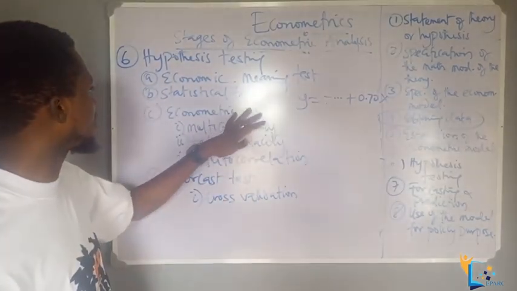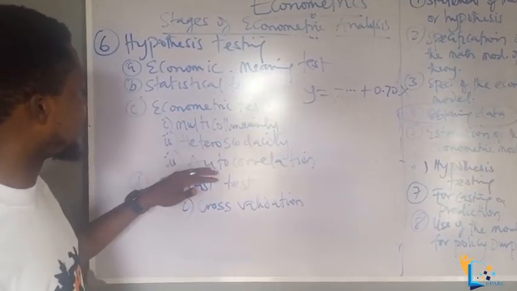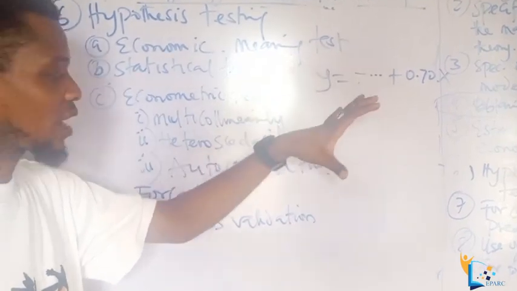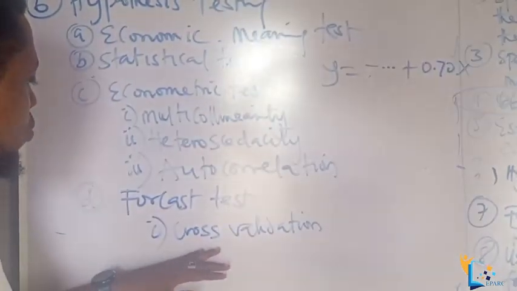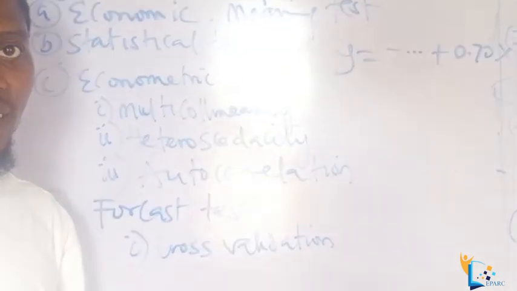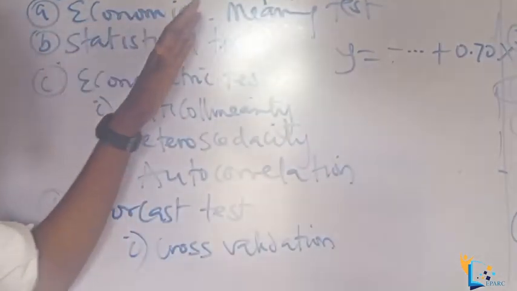Then under the econometric test, we have this and this. We are going to look into this in detail in our subsequent class. Then under the forecast test, we have the cross validation. We are still going to look into this in the subsequent class. So that is it for hypothesis testing.